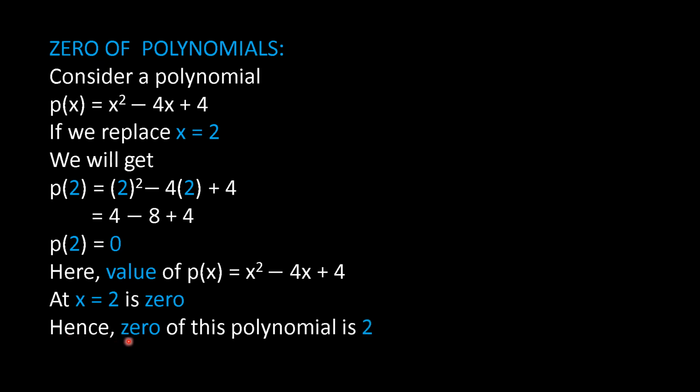Hence, the zero of this polynomial is 2. So, the value of the variable x for which the value of the polynomial becomes 0 is known as the zero of the polynomial. Consider a polynomial p(y) = 4y³ - 3y² - 6y + 32.